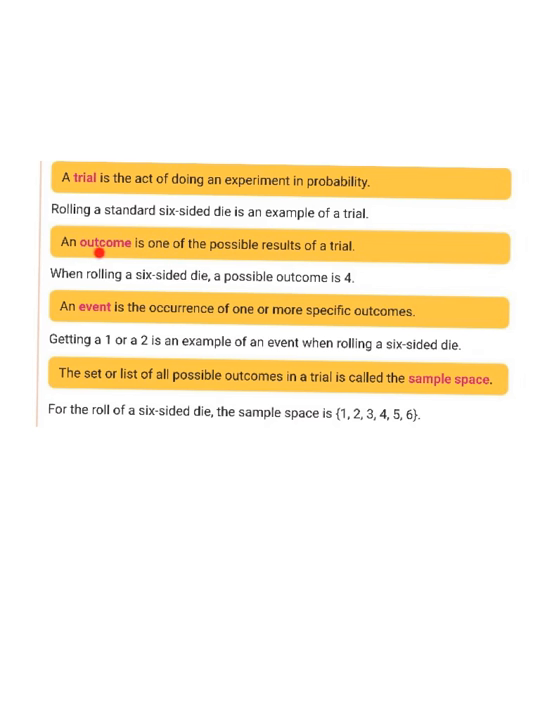An outcome is one of the possible results of a trial. So like when rolling a 6-sided die, a possible outcome is 4. An event is the occurrence of one or more specific outcomes, like getting a 1 or a 2, an example of an event when rolling a 6-sided die. And the set or list of all the possible outcomes, this one comes up the whole time, they'll ask you to write out the sample space, is called the sample space. So a set or list of all the possible outcomes is called the sample space. So for example, for a roll of a 6-sided die, the sample space is 1, 2, 3, 4, 5, 6.